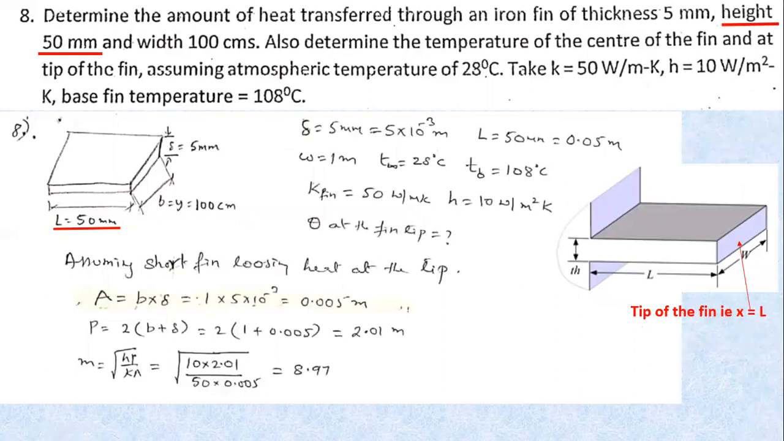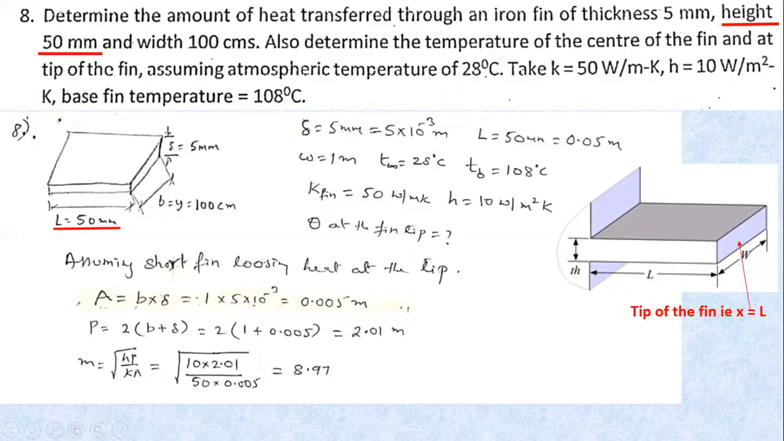Now, let's get into the next problem. Here, we need to determine the amount of heat transferred through an iron fin of thickness 5 mm. So, consider it as a rectangular fin. Its thickness is given as 5 mm, height 50 mm.